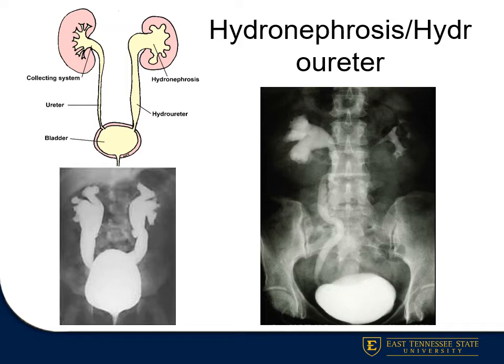This can be caused by many things. There can be obstruction, there can be backflow of urine from the urinary bladder. So just keep in mind that if you see a dilated collecting system, it's hydronephrosis. A dilated ureter is hydroureter.